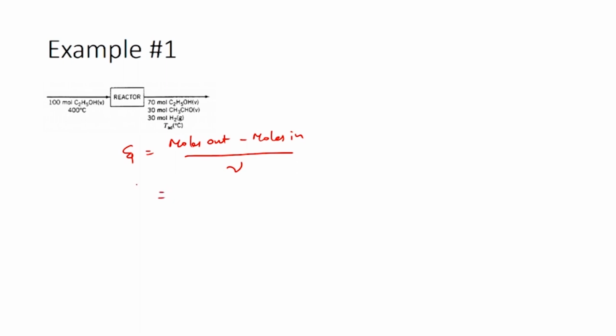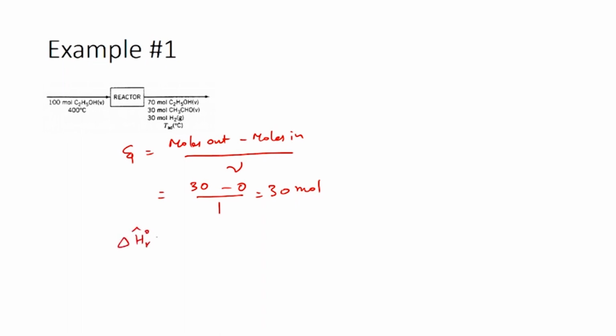So, we have 30 moles of acetaldehyde which is leaving the system, 0 moles of acetaldehyde entering the system, divided by stoichiometric coefficient of acetaldehyde, which is 1, giving you an extent of reaction of 30 moles. So, now we have the extent of reaction. Next thing is for us to identify the heat of reaction.